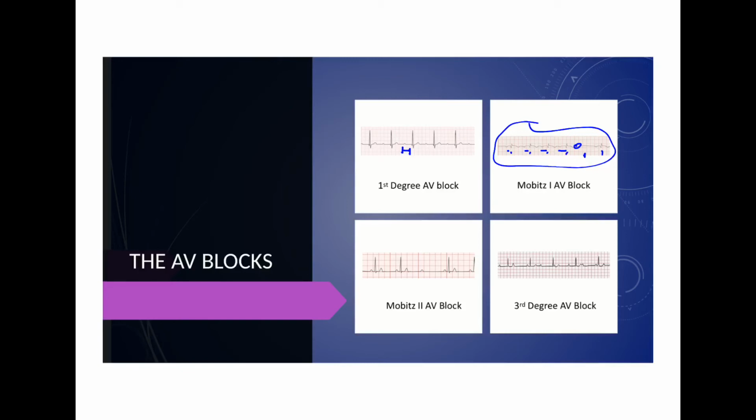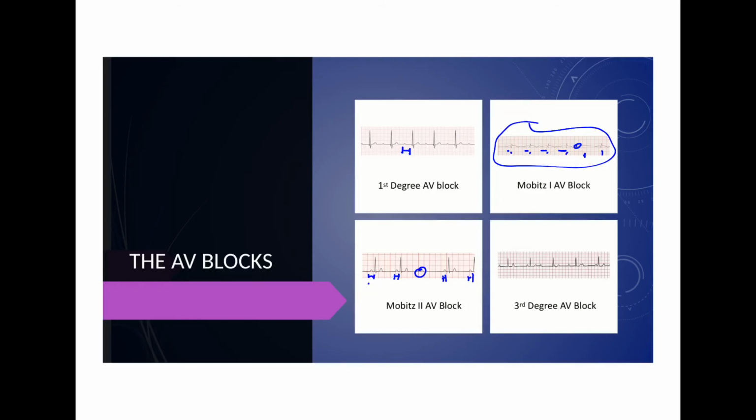In a Mobitz 2 block, which we see here, the PR interval is about the same with each beat: here, here, here, and here. But there is one P wave here that is not associated with a QRS. So fixed PR interval, but occasional dropped beats, a P wave without a QRS, that's Mobitz 2 AV block.